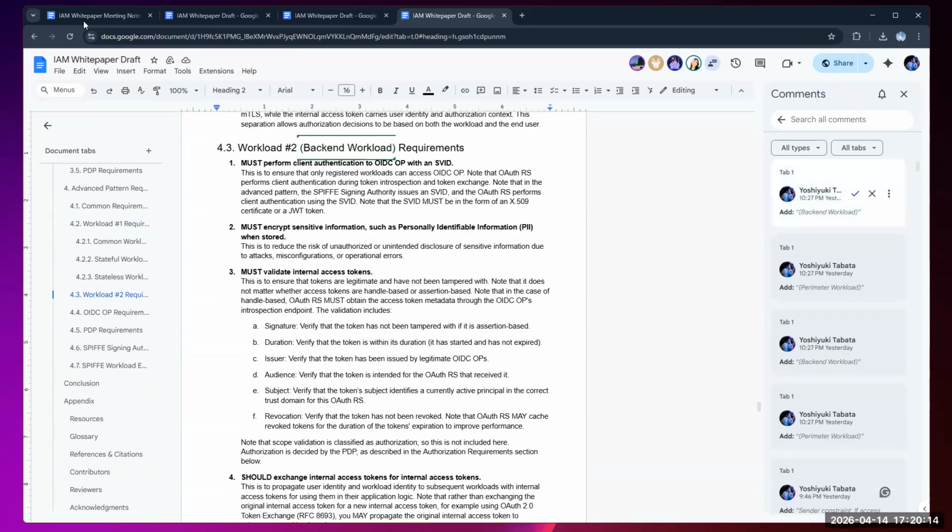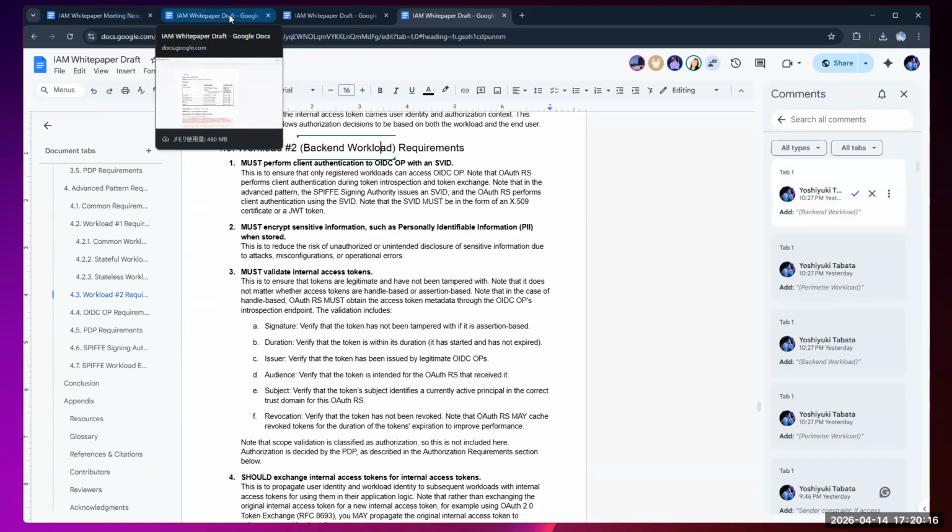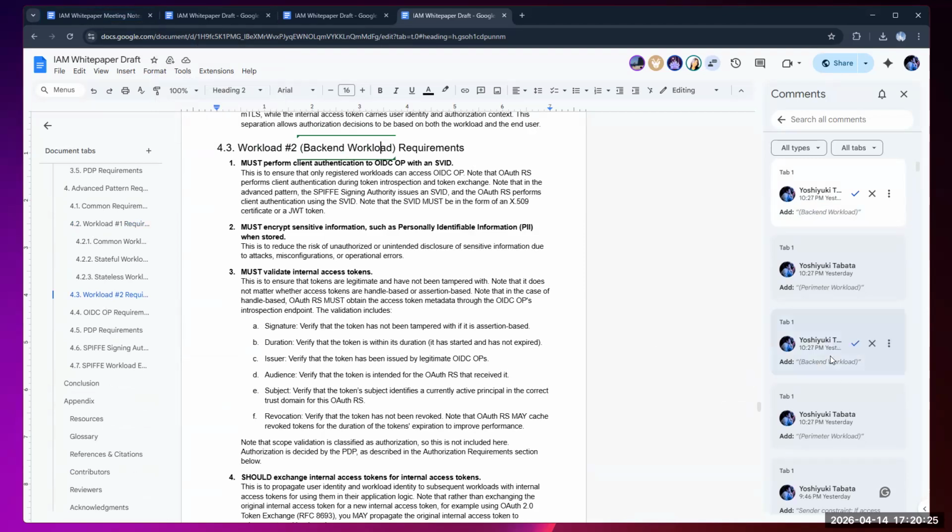What do you think about this change, Hiroyuki? I'm okay with these changes. Satoru? Yeah, I'm okay with this. Okay, so I accept these suggestions.